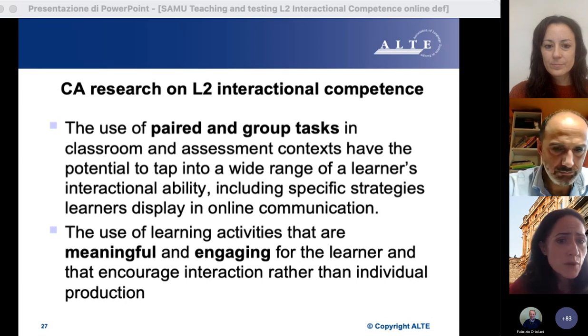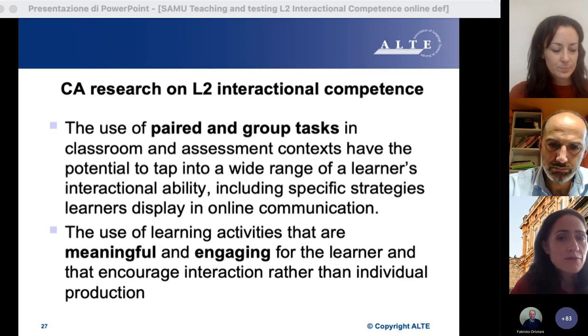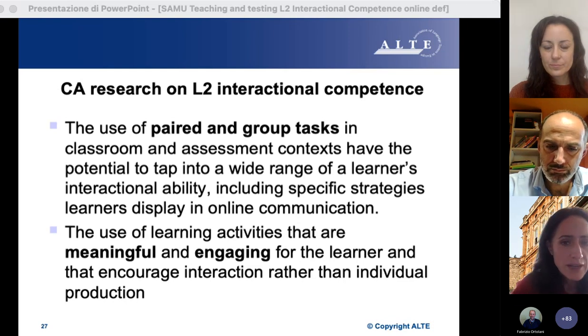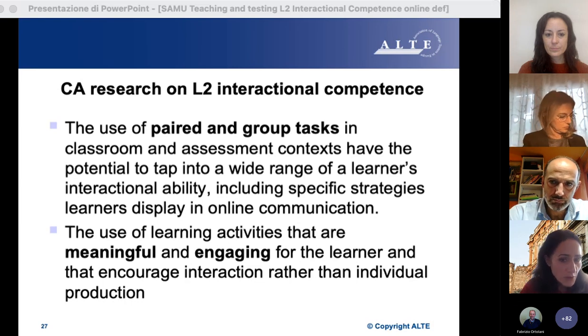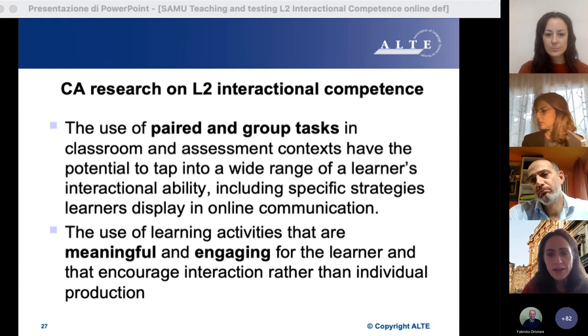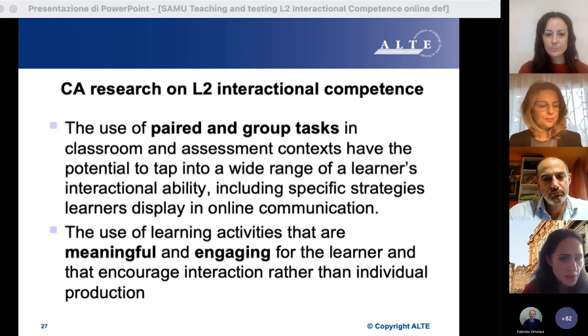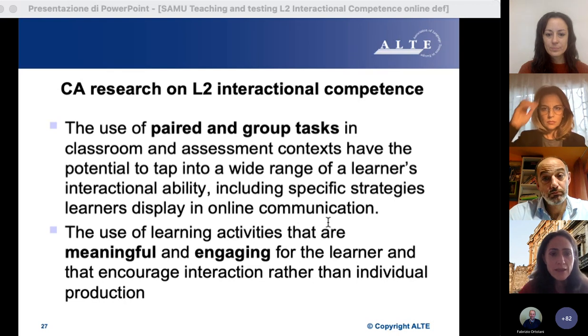It is necessary to offer more opportunities in the classroom to develop discourse competence in Italian through the use of learning activities that are meaningful and engaging for the learner, and that encourage interaction rather than individual production. Information gap activities, group story building, spot the difference, communicative crosswords are examples of activities that give learners the opportunity to develop their communicative competence through negotiation of meaning as they share information. Asking for clarification, rephrasing, confirming what you think you have understood are all strategies for negotiation of meaning that they apply.